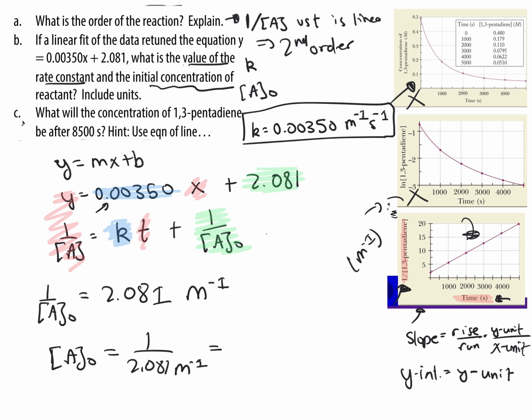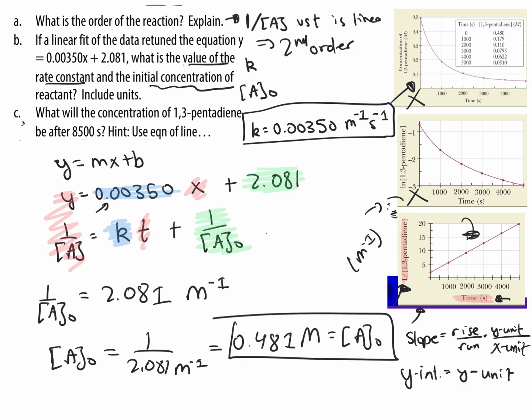Is equal to... no, oh, I'm in scientific notation here, so 4.8 times 10 to the minus 1, or 0.481. And again, since molar to the minus 1 was on the bottom, we're in molar here, is equal to A naught. So that's the answer there.